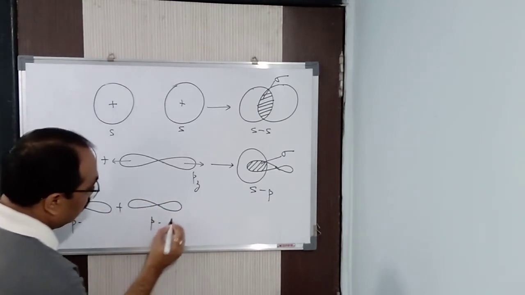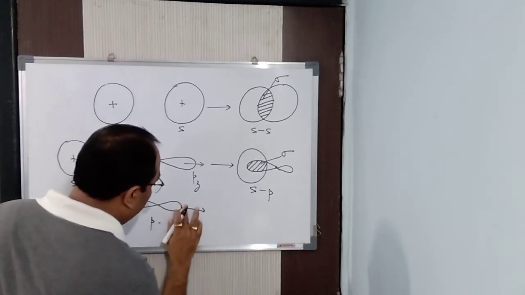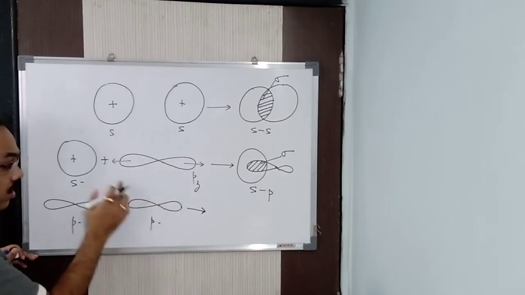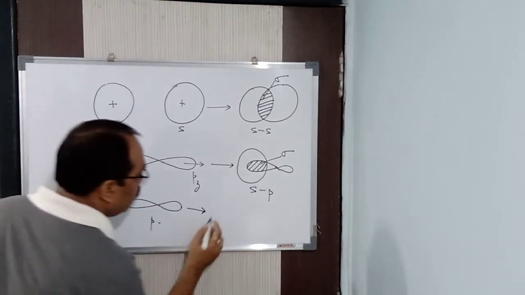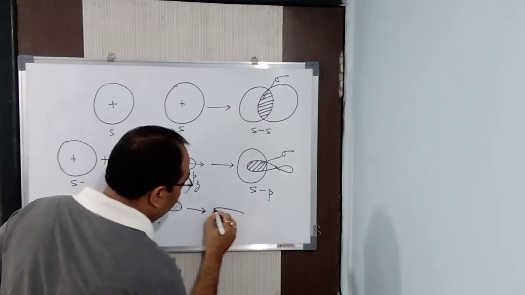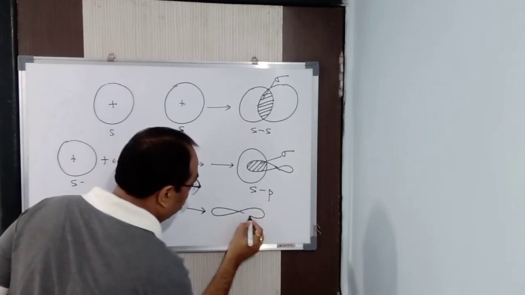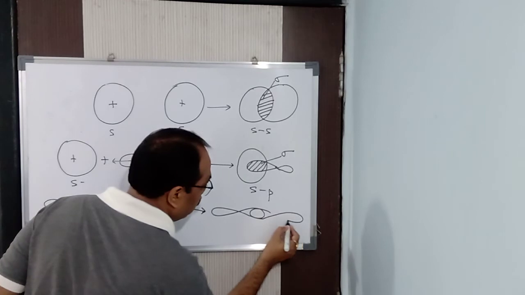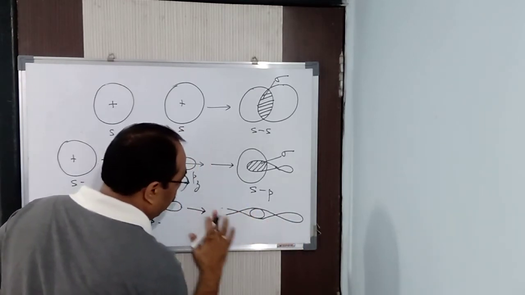And this is another p subshell. When they come closer to each other, this also is pz, you can take that, as I have told you already. So when they come closer to each other, this sort of overlapping is going to take place. You can see. Let me make this one smaller.